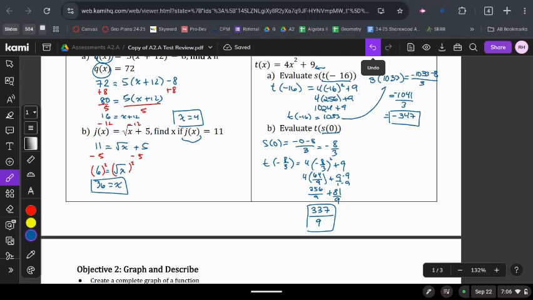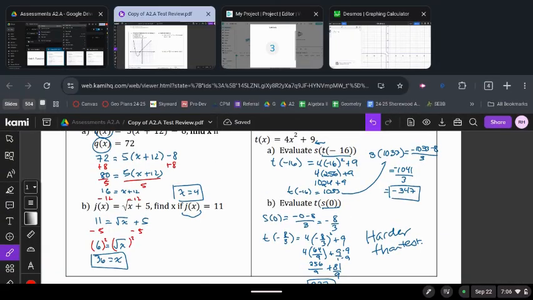So it is okay. This is harder than the test, so it is okay if you are struggling with this. This is to extend you into pre-calculus route.